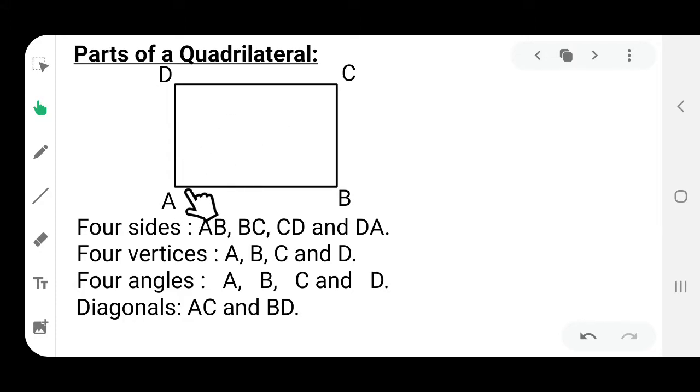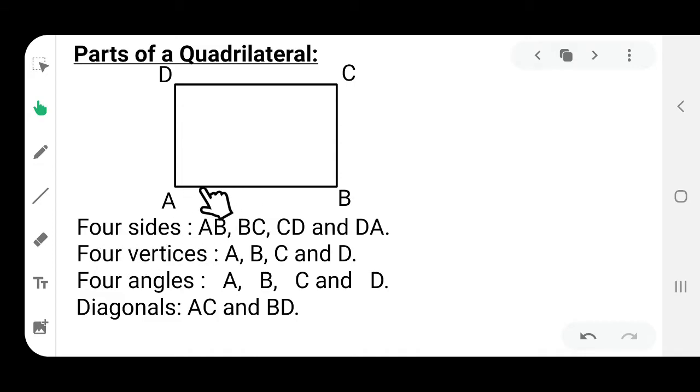Okay, here we can see these 4 points: A, B, C, and D, and we have joined these 4 points in order. So here we got what? A quadrilateral. Now, what are the parts of a quadrilateral? First, a quadrilateral has four sides.